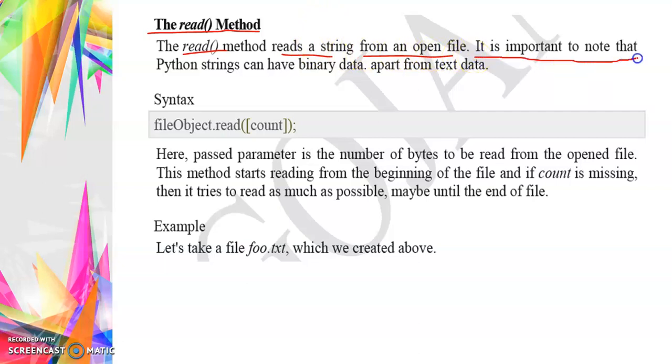It is important to note that Python strings can have binary data. Python strings can have binary data apart from the text data, based upon the zeros and ones, right?